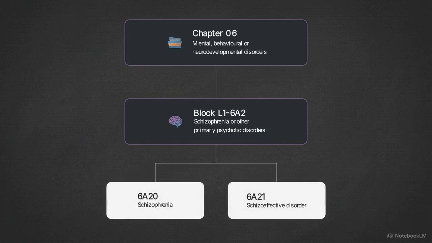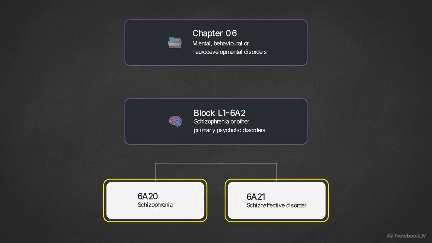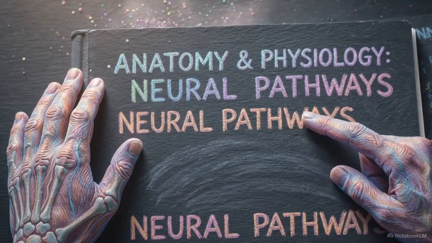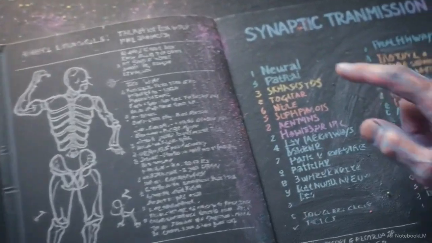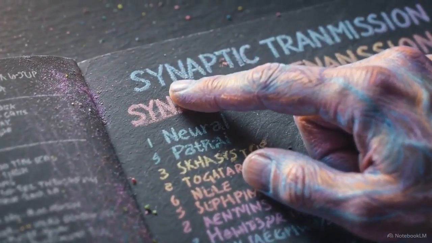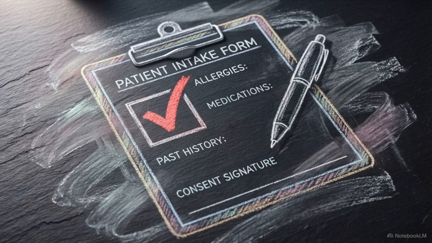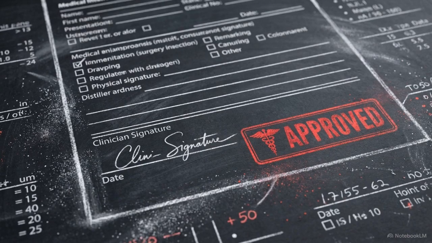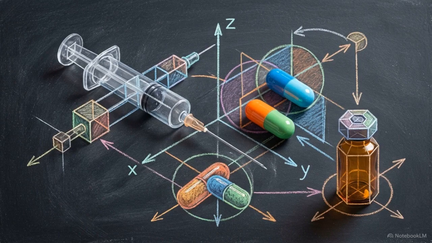Here we find specific diagnostic codes representing the highest level of endogenous psychiatric illness, like 6A20 for schizophrenia and 6A21 for schizoaffective disorder. The deliberate use of the word primary in the block title means these codes are strictly reserved for presentations that have no distinct external trigger. Applying a code from block L16A2 legally and clinically confirms the exclusion of chemical or systemic causes, locking the diagnosis into an intrinsic etiology.